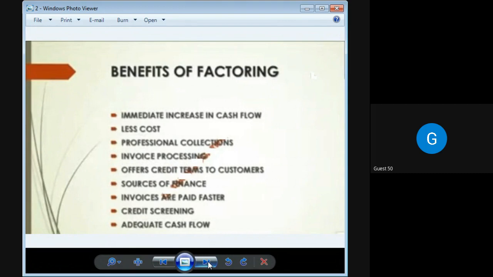Invoices are paid faster. Really? Okay. Invoices are paid faster. Why? Because now seller is not forced to wait for the future cash settlement. He can immediately take the cash from the factor against the invoice. Credit screening, obviously, and adequate cash flow, right? So these are the benefits of factoring, and you can assume that factoring is very beneficial for the sellers who want immediate cash, okay, who want an immediate increase in their cash flows, right? And with the credit risk analysis.